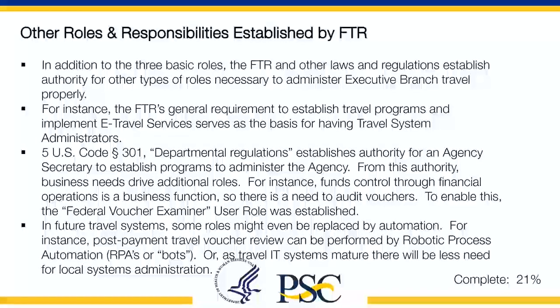From this authority, business needs drive additional roles. For instance, funds control through financial operations is a business function, so there is a need to audit vouchers. To enable this, the Federal Voucher Examiner user role was established. In future travel systems, some roles might even be replaced by automation. For instance, post-payment travel voucher review can be performed by robotic process automation, RPAs or bots. Or, as travel IT systems mature, there will be less need for local systems administration.